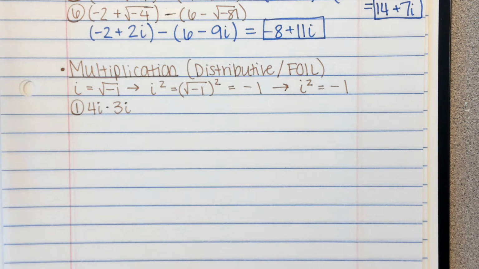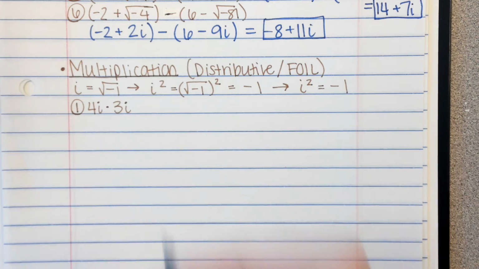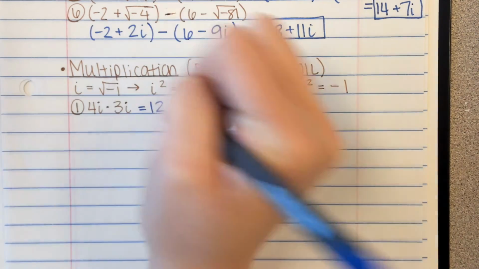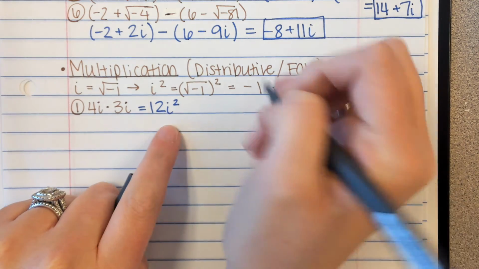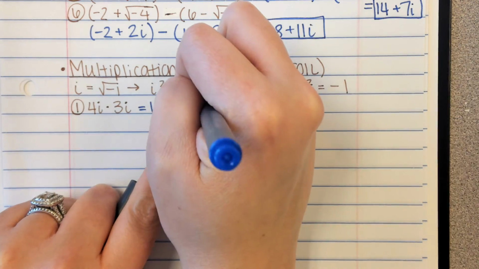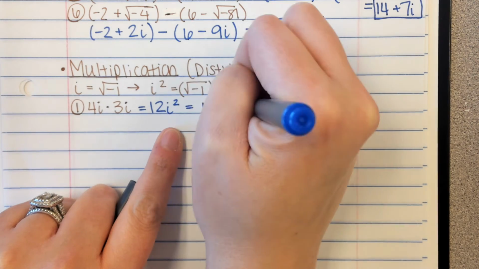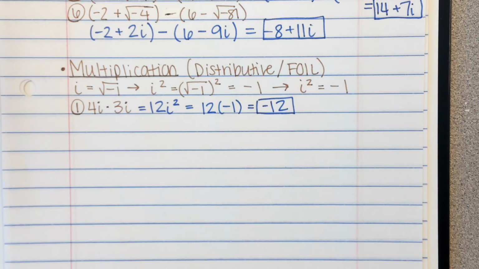Okay, so we'll start simple. We have 4I times 3I. I know 4 times 3 is 12. And I times I is I squared. I can't leave it like that. I have to change that I squared to a negative 1. So 12 times negative 1 equals negative 12, and that's my final answer.